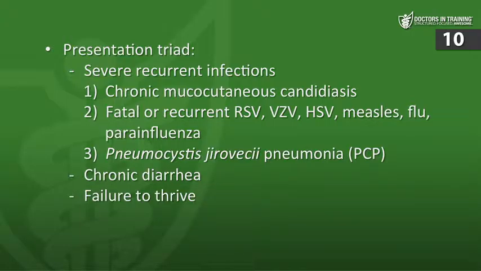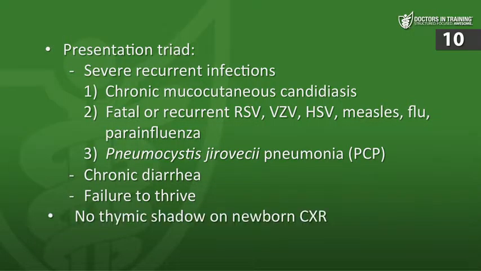Another important feature of SCID is the absence of a thymus. So there's no thymic shadow on the newborn chest x-ray. Definitely be aware of that. In newborns, the thymus is pretty big relative to the chest. The thymus is barely identifiable in adults, but in a newborn you have lots of T cells developing, so the thymus is normally fairly large.